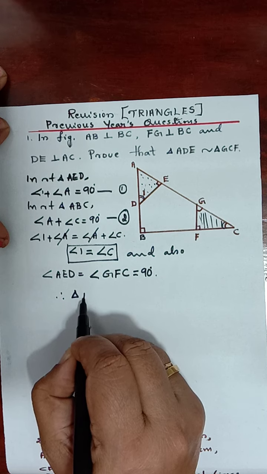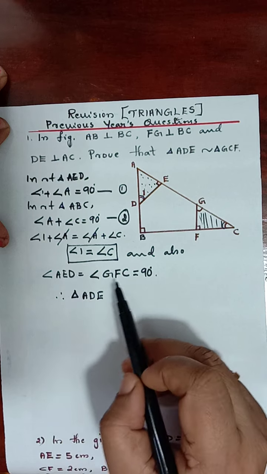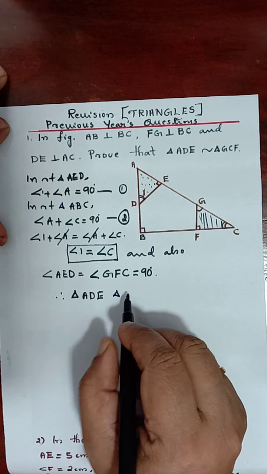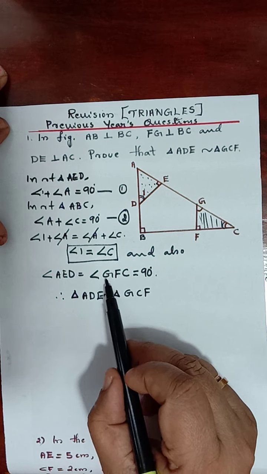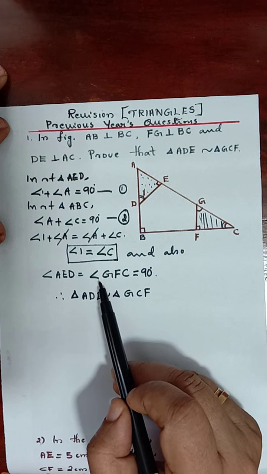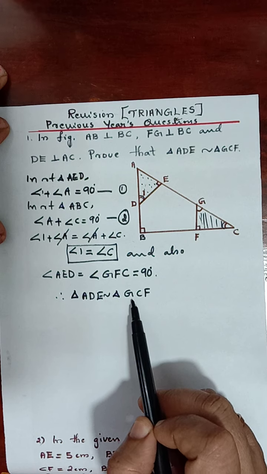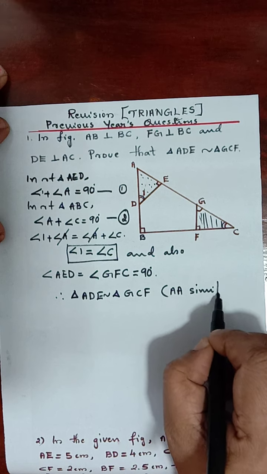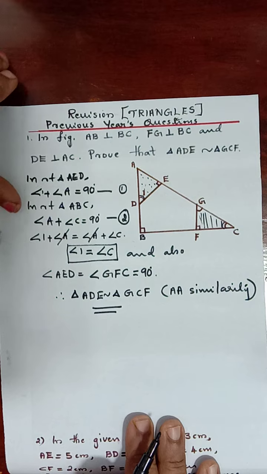Therefore triangle ADE or AED, we can say, is similar to triangle GCF or GFC, we can write. If you are writing triangle AED, then similarity to triangle GFC you have to write. Otherwise, if you write ADE, the order is GCF. This is by AA similarity. Very simple. Now we move on to the second question.